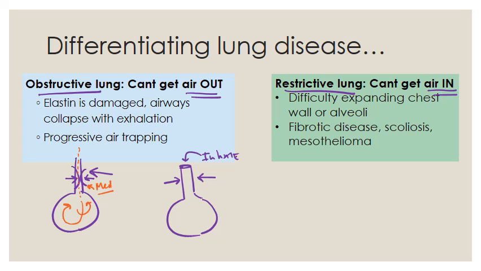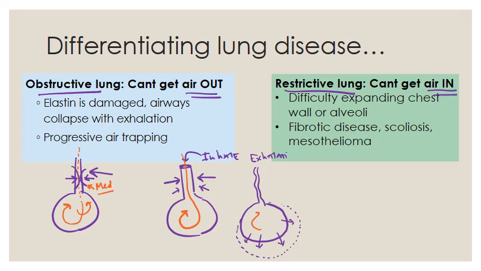Now, during exhalation, as elastin is destroyed, airways tend to collapse during exhalation, leaving air trapped inside and typically increasing the size of the alveoli itself. So here air is able to move in, but it is not able to leave.